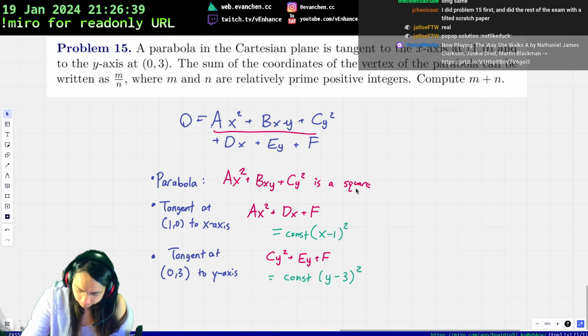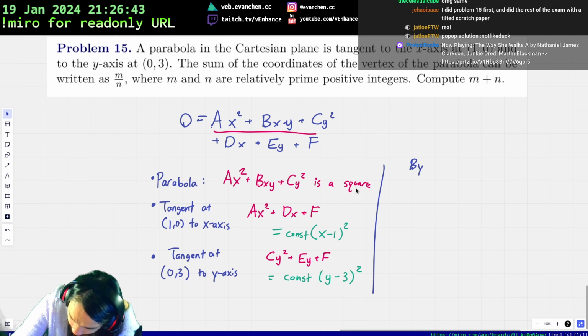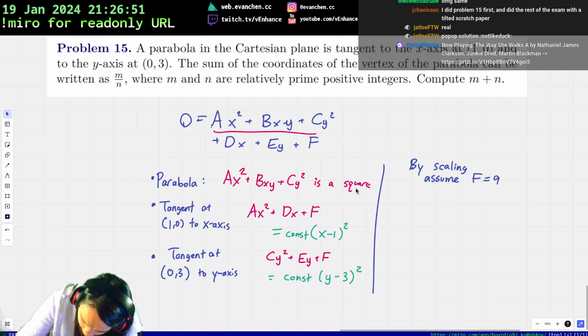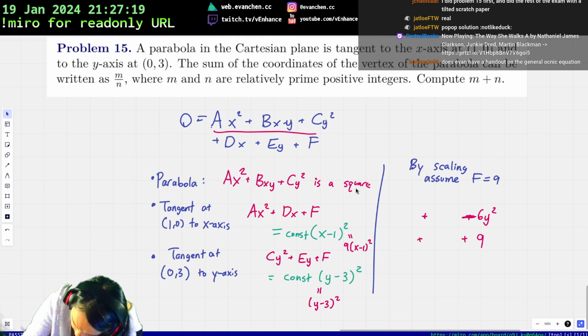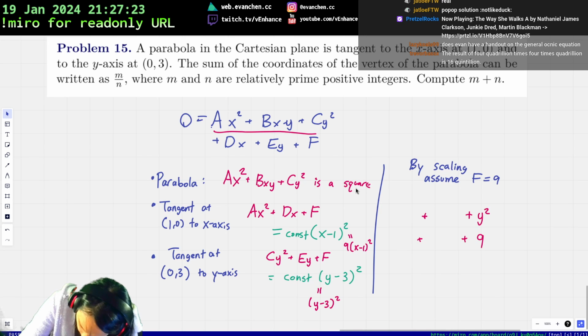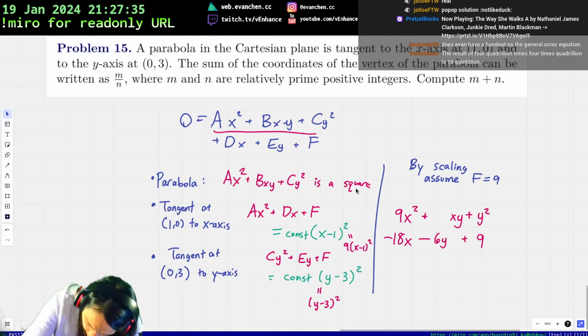So by scaling, let's assume f equals 9. Then this thing better be exactly y minus 3 squared, and this thing had better be exactly 9 times x minus 1 squared. So which coefficients do we have? F is 9. C is 1, and then you fill in minus 6y, and then minus 18x. And then the x squared coefficient is 9. Okay, so the only one that I don't have yet is the xy.